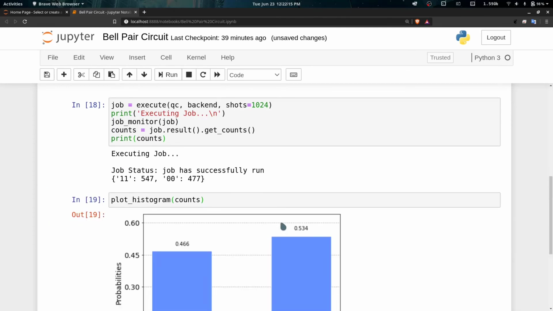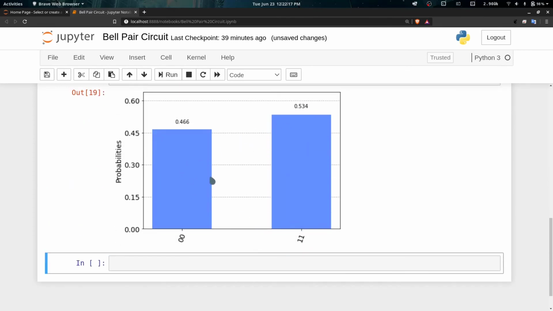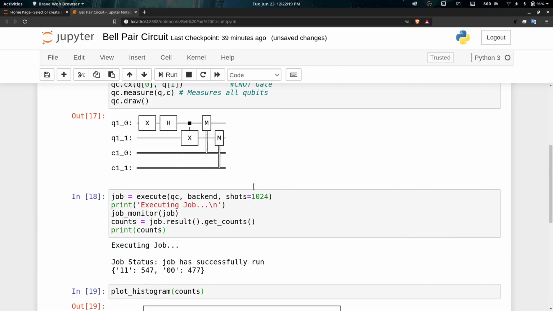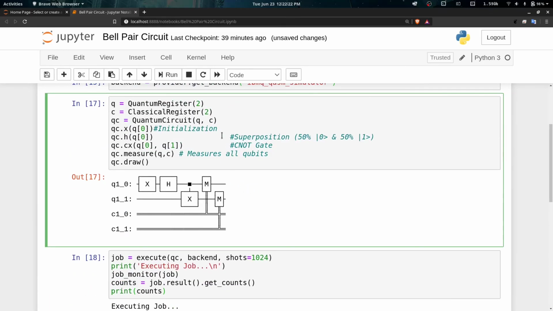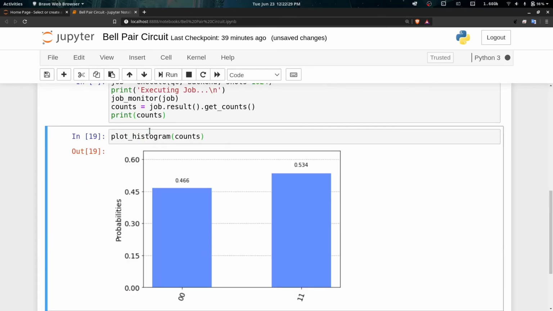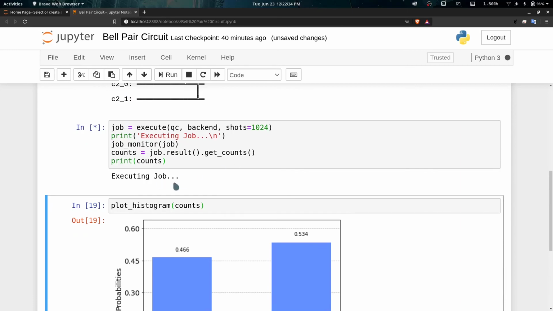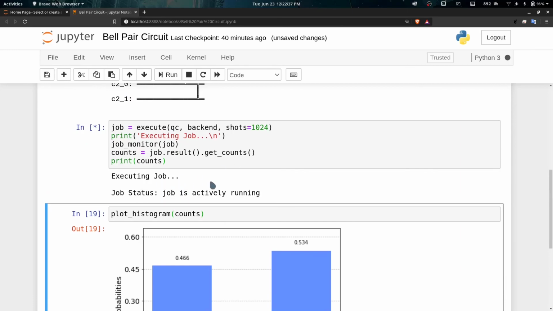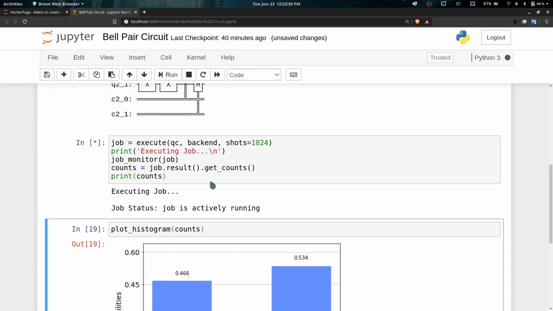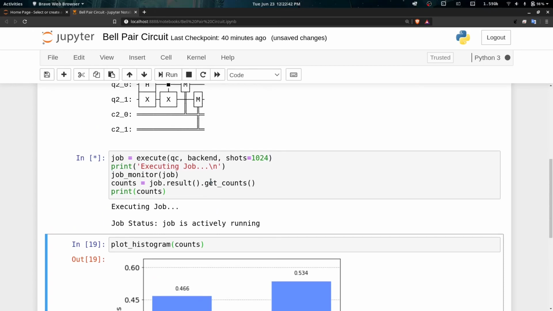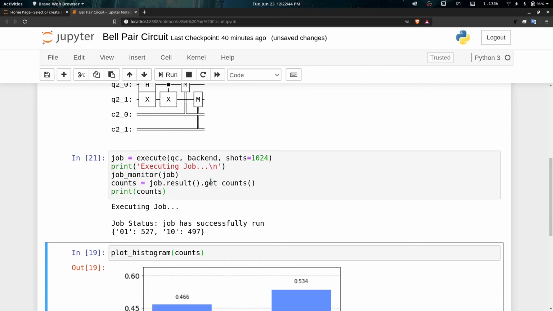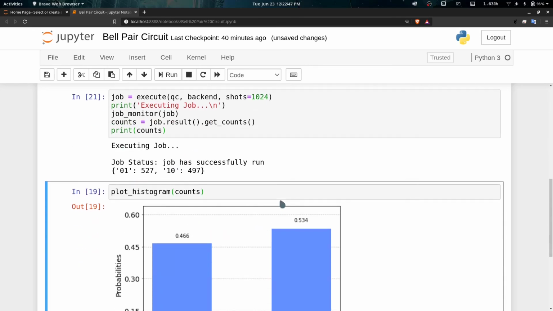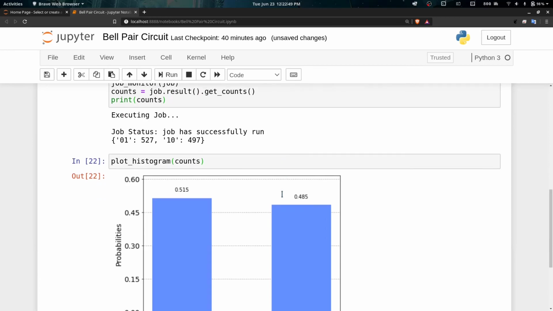Let me just plot that here. Here you go, it's almost 50%. There's some disturbance due to the noise and all. Noise is nothing but an error rate. Now I'll apply an X gate on qubit 1. Now I should get 0 1 and 1 0. Yeah, I get 0 1 and 1 0 with almost 50% probability.